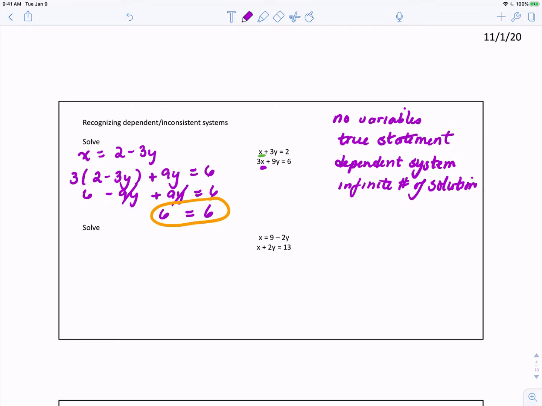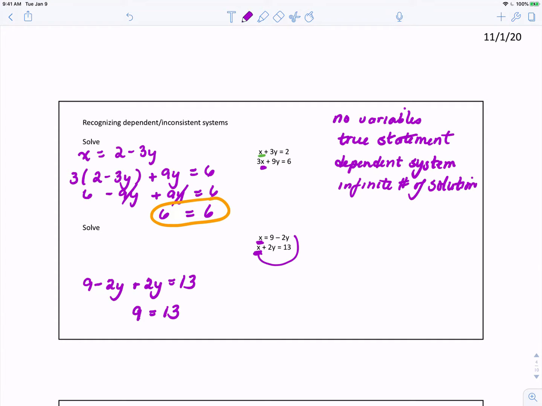Let's take a look at this next example. Notice that in this next example, x is already solved for in the first equation, so we just have to take this value and substitute it into the other equation. So if we do that, we'll replace x with 9 minus 2y. So we have 9 minus 2y, plus 2y is equal to 13. And notice that if we solve this, we're looking at this statement, 9 is equal to 13.